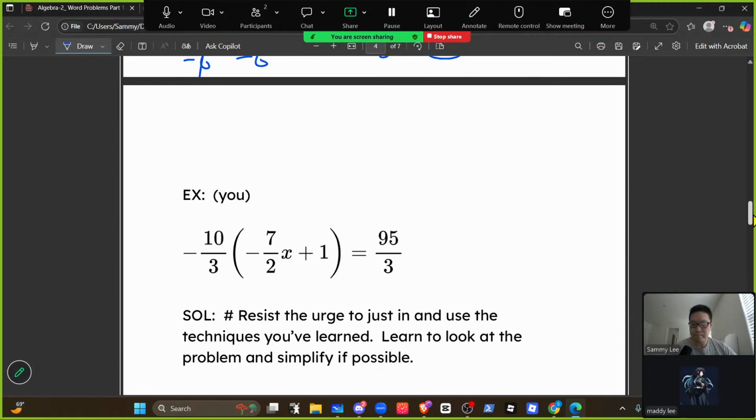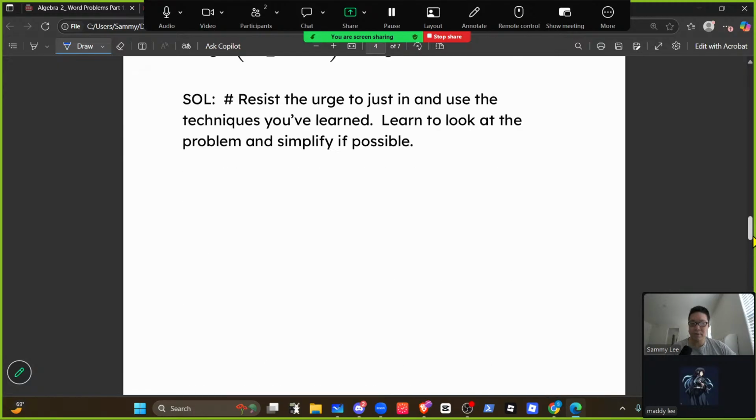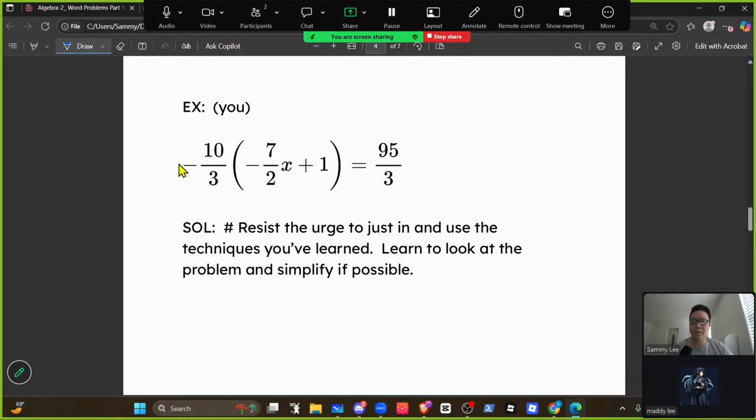All right. Let's try one more. Actually, how many of these are there? Okay, we still have equations with decimals to go, so let's try one more. This is negative 10 over 3 times the quantity of negative 7 over 2x plus 1 equals 95 over 3. And notice how I've noted here, it says resist the urge to just go in and use the techniques you've learned. In other words, learn to look at the problem and simplify wherever things can be simplified if possible. Okay?